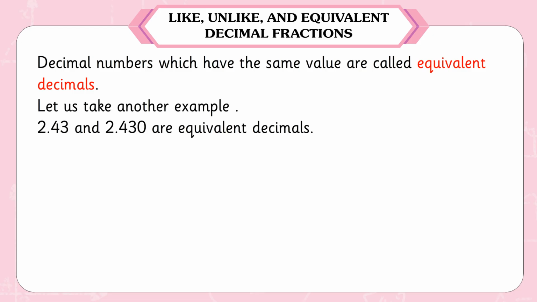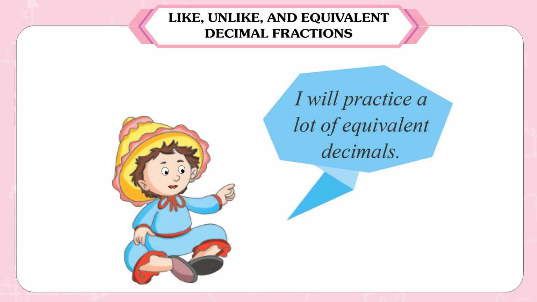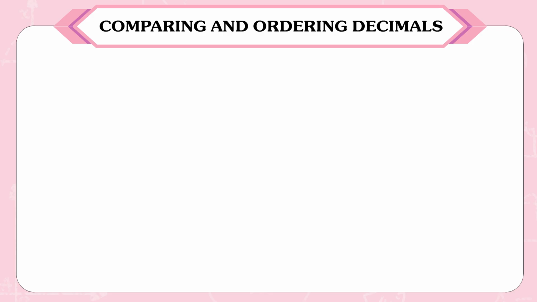Let us take another example. 2.43 and 2.430 are equivalent decimals. 2 ones place, 4 tenths place, 3 hundredths place. 2.430. Repeat, 2.430. The zeros at the end do not change the value of a decimal number. Practice a lot of equivalent decimals.